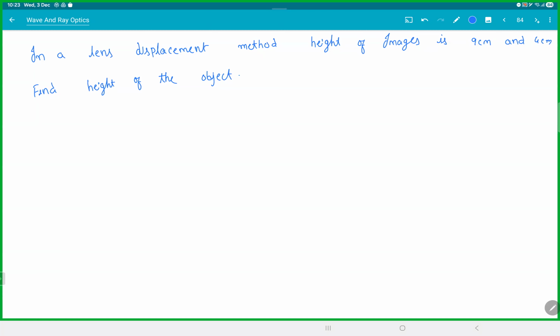Yeah, most of you got it. You know the formula. Height of the object will be root of h1 h2. 6 centimeters in this case. That's it. Straightforward thing. If you know the result, you're done. But what is the experiment?